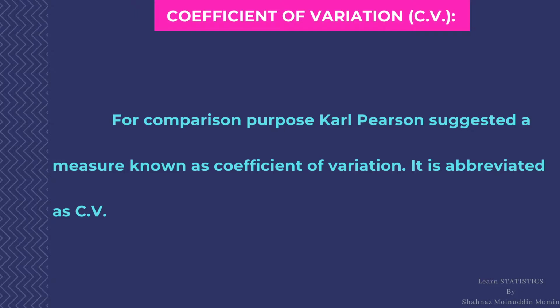But if there are two groups and we have to compare the variation among them, then we calculate the coefficient of variation. For the comparison purpose, Karl Pearson suggested a measure known as coefficient of variation. It is abbreviated by CV.